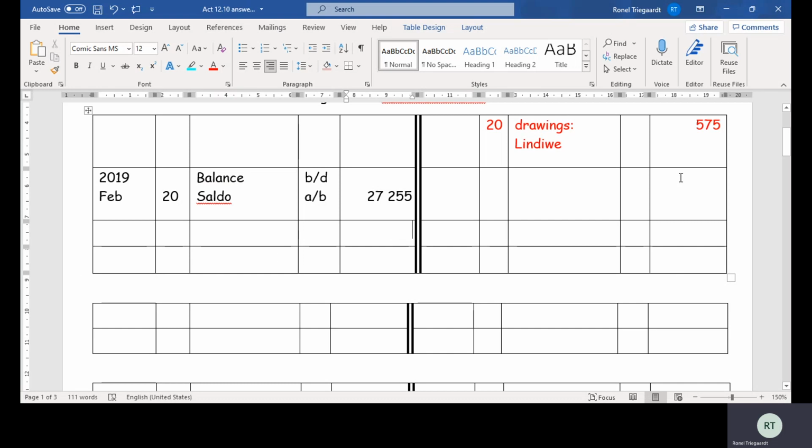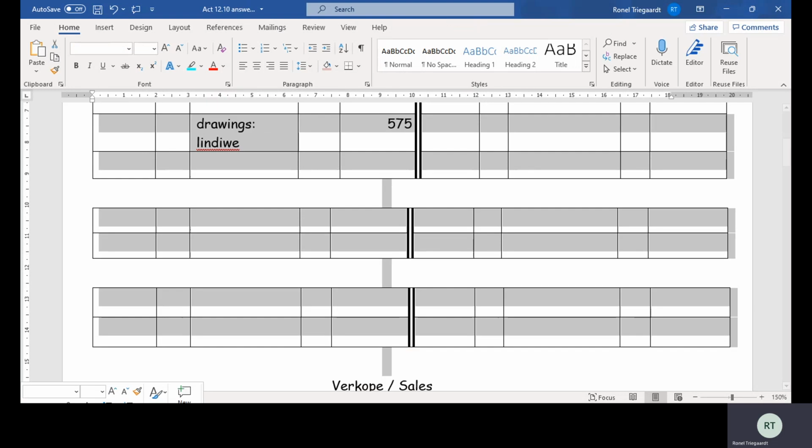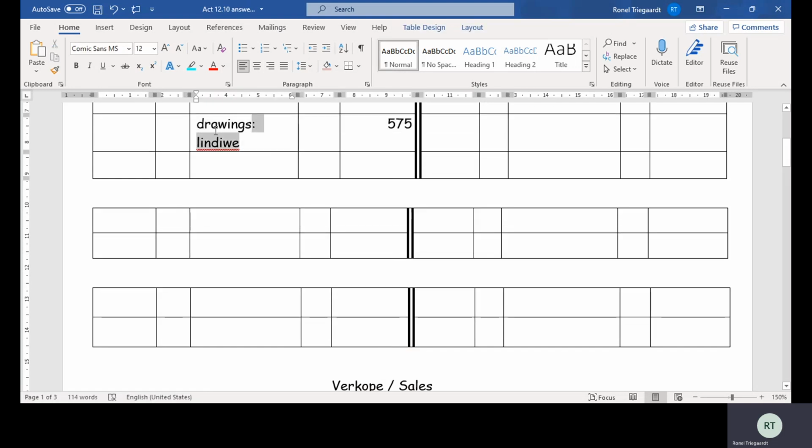Okay, so the way for you to take this out is by writing this on the debit side, because then you are cancelling your mistake. The mistake that happened before this balance was calculated. That is why the balance is the 20th. Do you understand this, people? So I'm going to write in here drawings and Lindiwe, and the amount is 575. No, not drawings, Lindiwe, I'm lying. Purchases, thank you. I'm lying, yes, purchases. Let me just get, you want to take that to purchases.